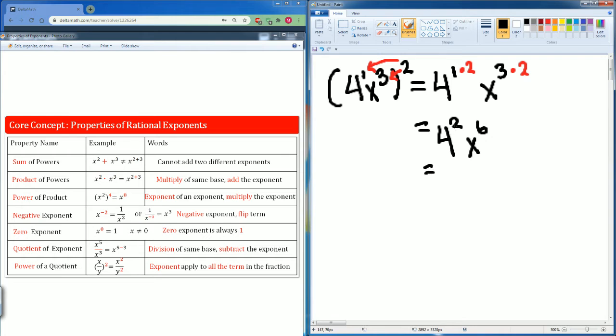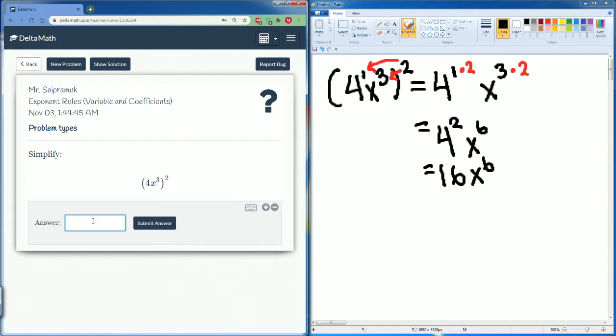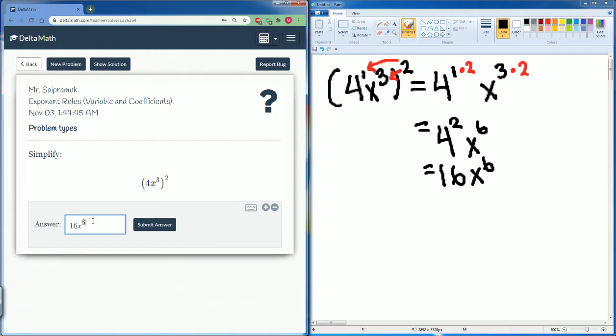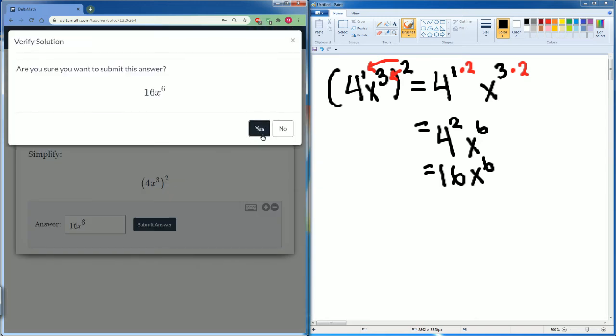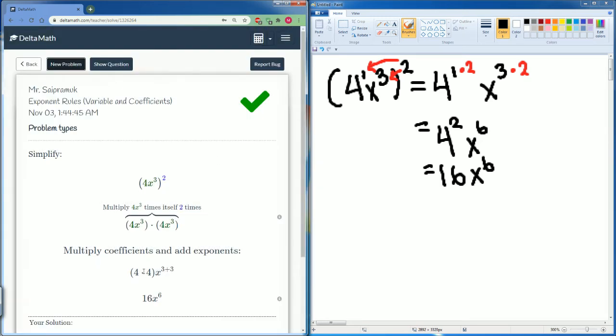4 to the second power can be simplified into 16. Then x to the 6th power. You can type it here. 16x to the 6th power. There you go.